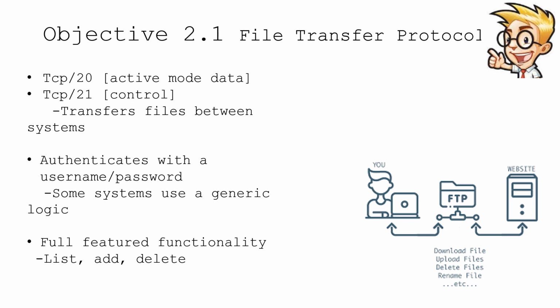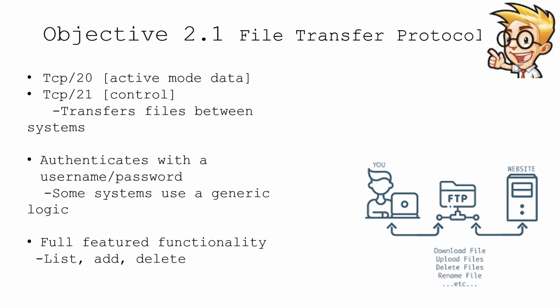Let's start our conversation of port numbers with FTP, or the File Transfer Protocol. As the name implies, this is a protocol that transfers files from one device to another. There are two port numbers used by this. One is TCP over 20, which is for data transfers, and the other is TCP over 21, which is used to control the data transfers.